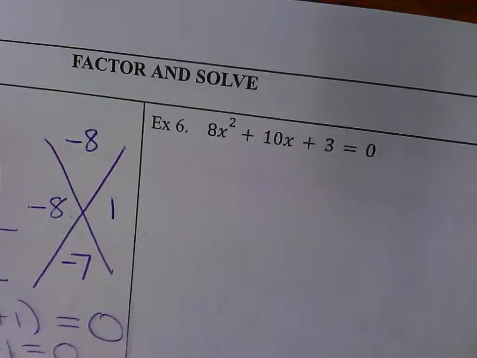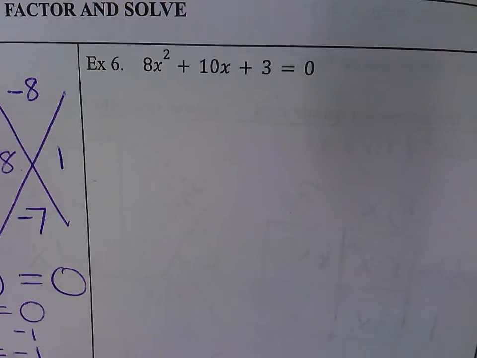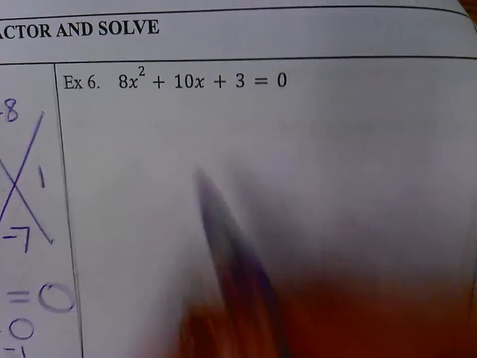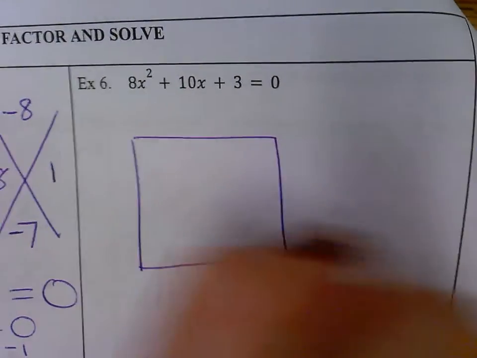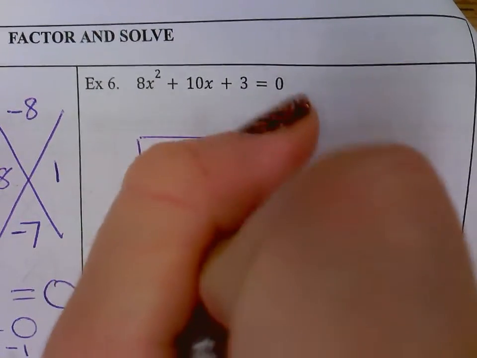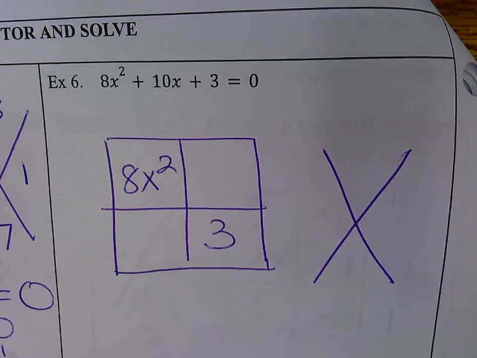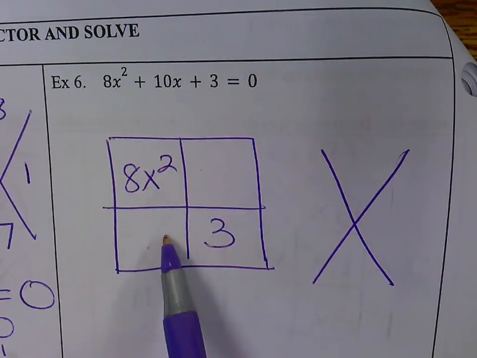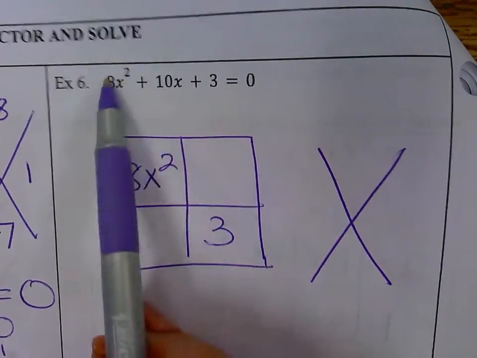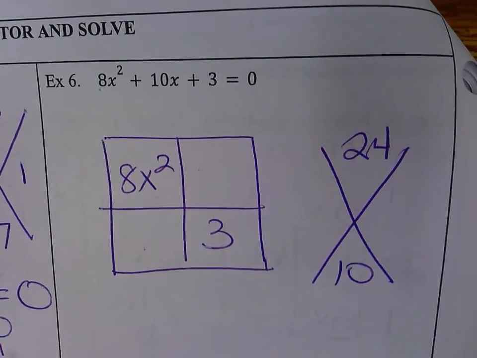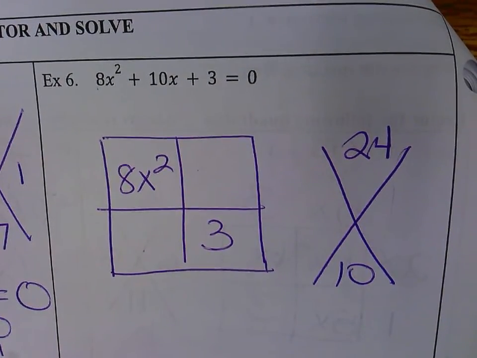All right, you try number 6. Take a couple minutes. I recognize there's no greatest common factor. I put an 8x squared here and a 3 down in the bottom. And I have to do a diamond to set up the other two boxes. 3 times 8 is 24. So I need the factors of 24 that add up to 10.